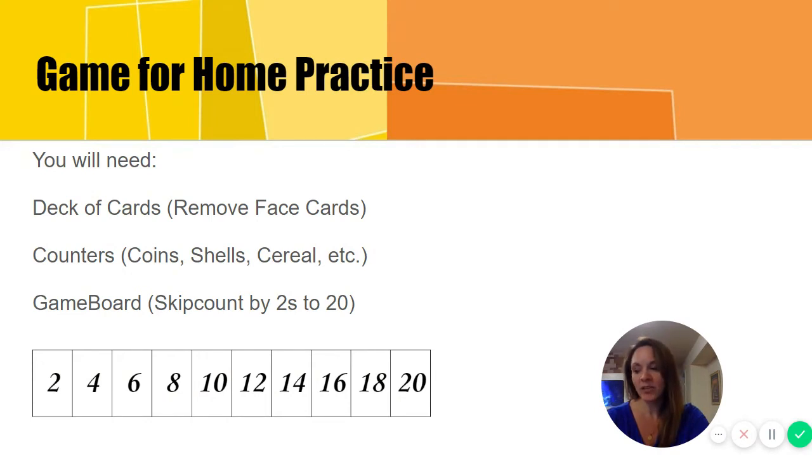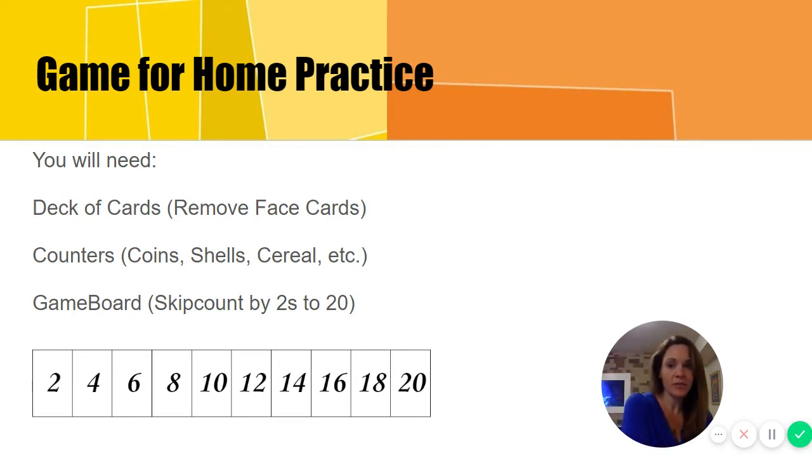Here's a game you can create at home to practice your doubles facts. You will need a deck of cards, and you want to remove the face cards. That means get rid of the jacks, the queens, and the kings, and the jokers if you have them. And what you'll be left with are your aces through your 10. The ace is going to represent a 1, and all the other numbers will represent themselves.